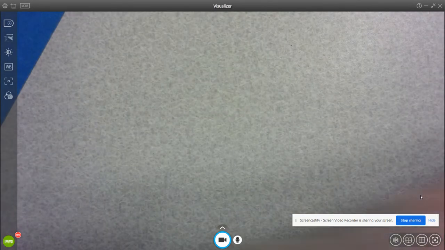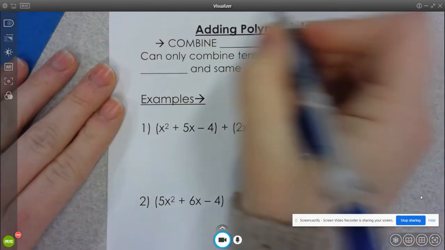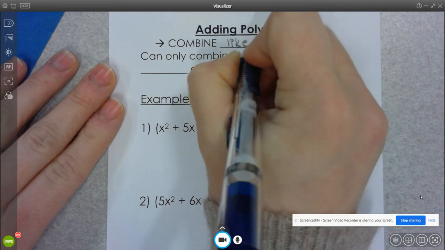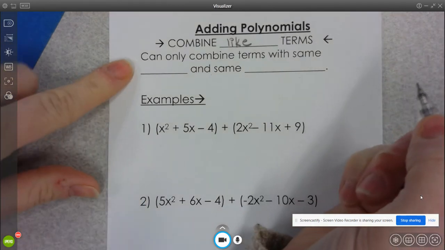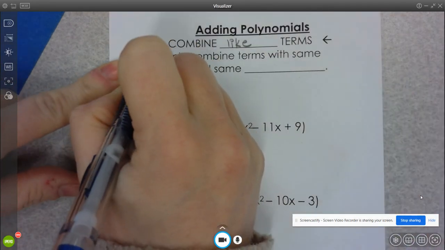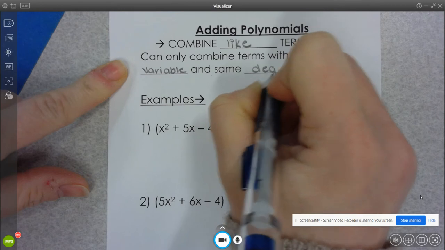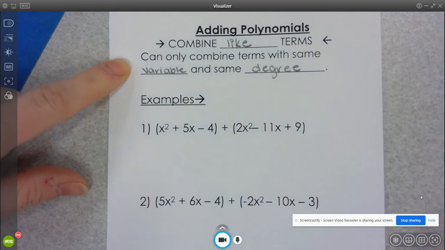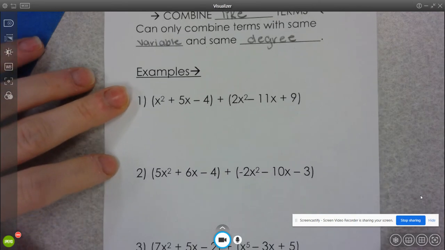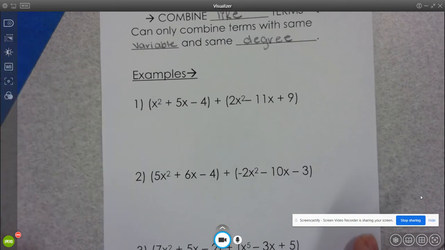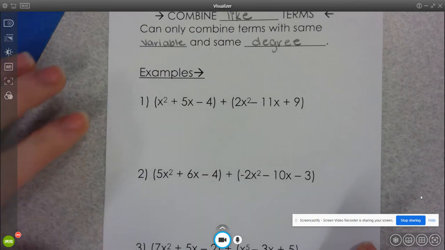So next we're going to go look at adding some polynomials together. We are going to combine like terms, which means we can only combine terms with the same variable and same degree. So if I have an x squared and a y squared, they can't go together. So I'm going to do the first example with you. The other 3 examples I'm going to let you try on your own. You're going to submit those to me in Canvas.